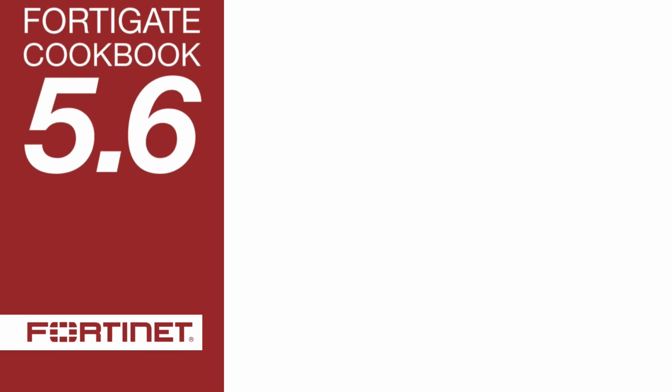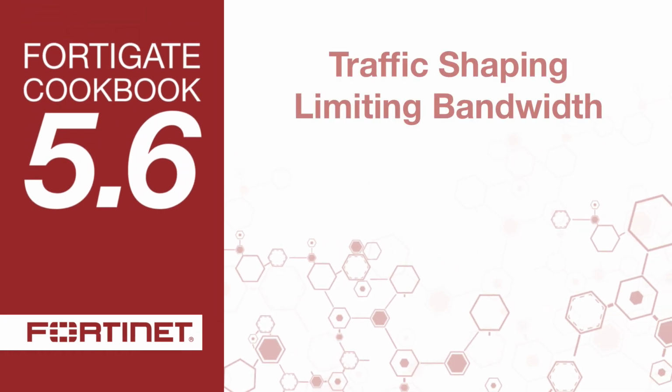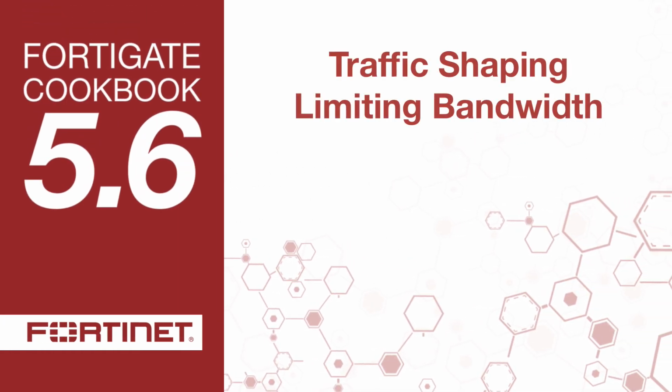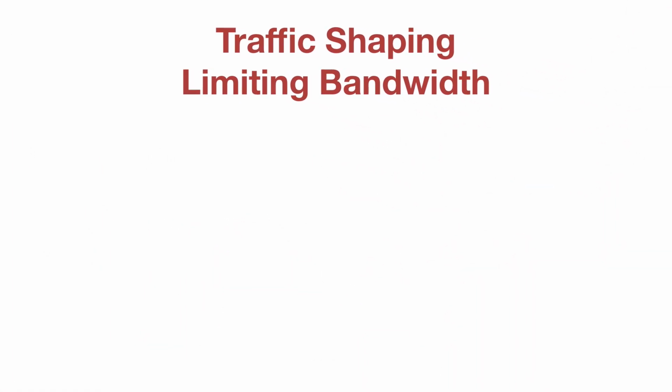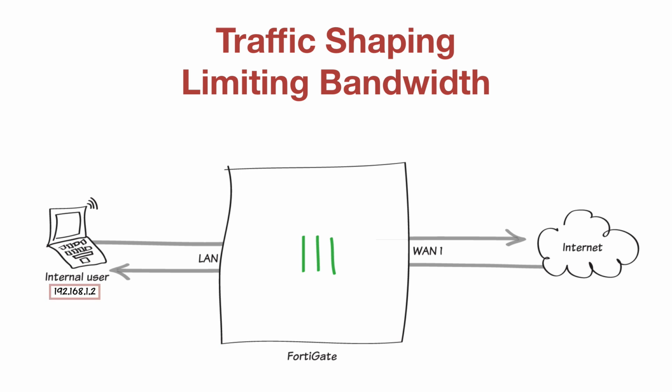In this video, you'll learn how to configure traffic shaping on your FortiGate to limit the bandwidth for a specific IP address. When a particular IP address on your network is using too many resources, you can prevent the device with that IP from consuming your bandwidth indiscriminately.